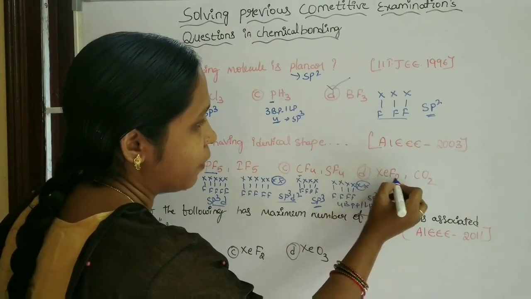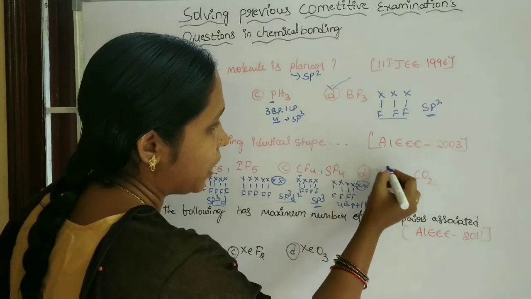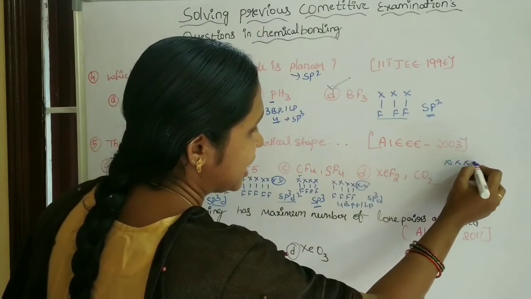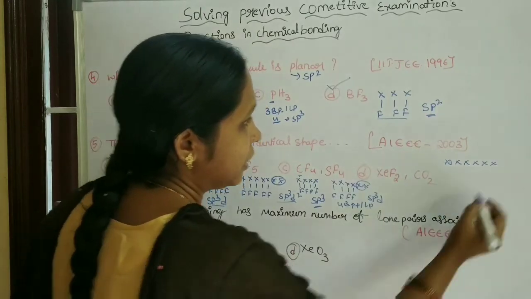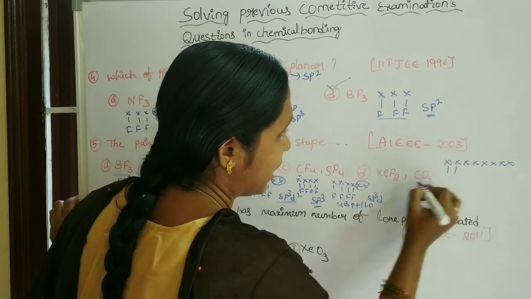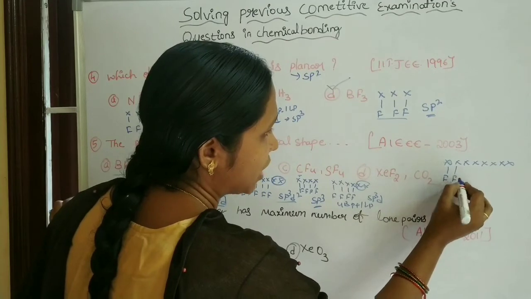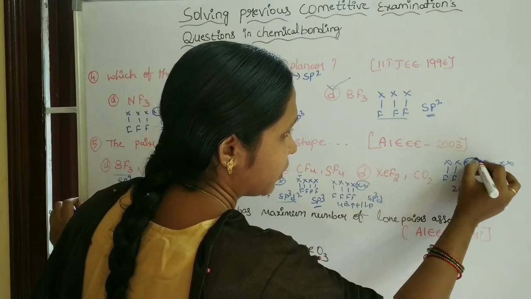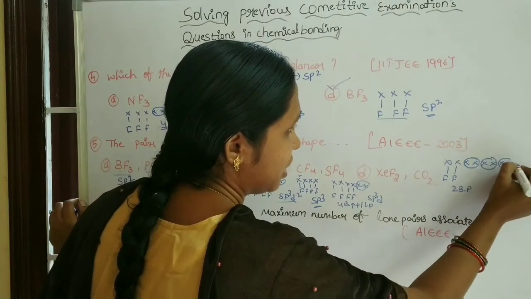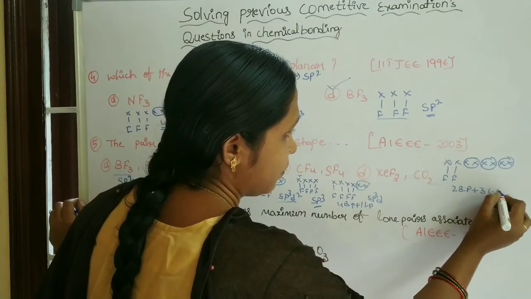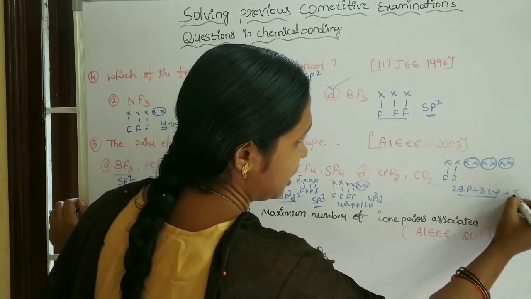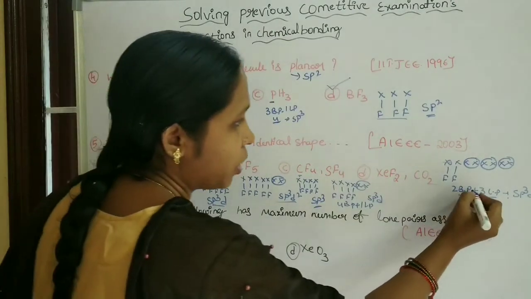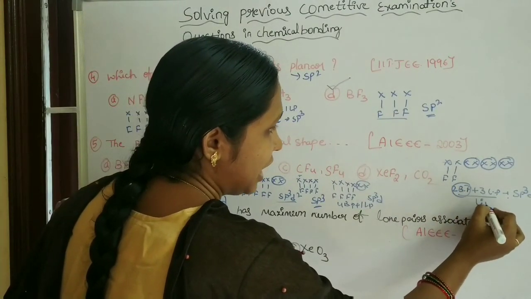And see XeF2. Xenon is an 8th A group element, so XeF2 xenon has 8 single electrons. Only 2 are involved in hybridization because 2 fluorine atoms are there. So 2 bonded pairs, and the remaining 6 electrons form 3 lone pairs. So the hybridization is sp3d, but due to 2 bond pairs, the molecule shows a linear shape.